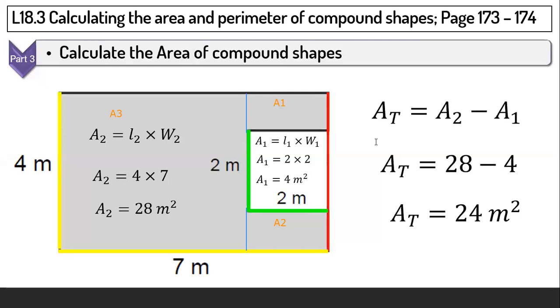Teacher, I didn't understand why we subtract. Why did we subtract? If I told you that you have a piece of cake, a whole cake, okay? And you took part of it. How much is left? What will you do? I will subtract. What will you subtract? The full cake minus the pieces I took.